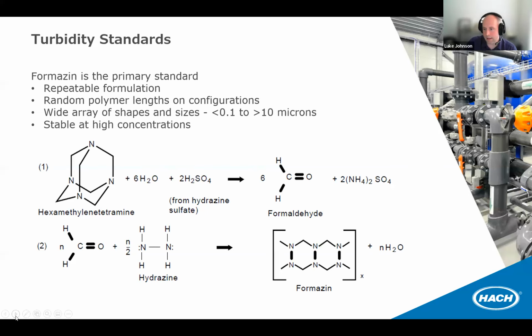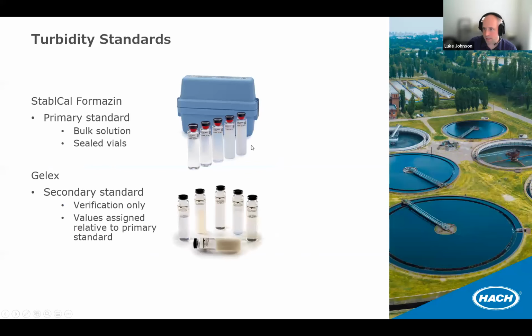So at Hach, we manufacture these standards, formazin, in a number of different configurations as a bulk solution that you can pour actually into a sample cell and measure, or as sealed vials. That's what's shown here. These come standard with our turbidimeters. These standards are stable and sealed and have a long expiration date, and they're good for calibrating your various turbidimeters.